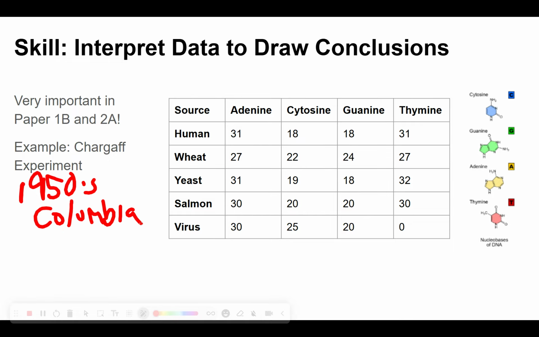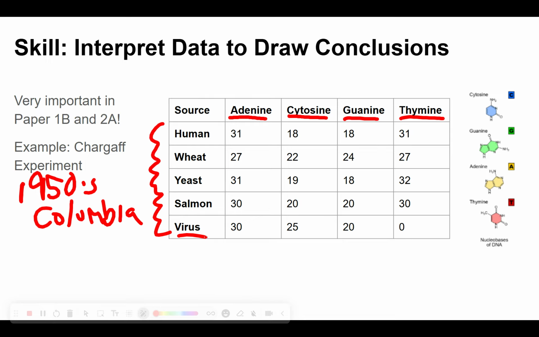What Erwin Chargaff figured out was the ratio at which different DNA nitrogenous bases are present in DNA samples. So in this data set, you have the four DNA bases, adenine, cytosine, guanine, and thymine, all listed out. Then it gives you a bunch of different organisms, and down at the bottom, a virus. And it gives you the percentage of each DNA base present in each organism.